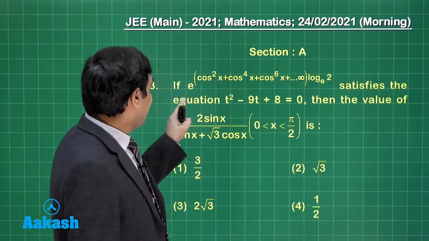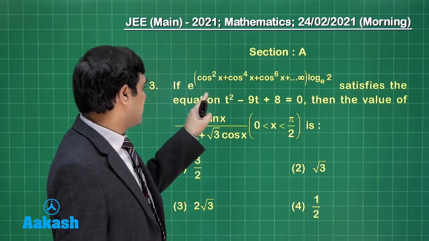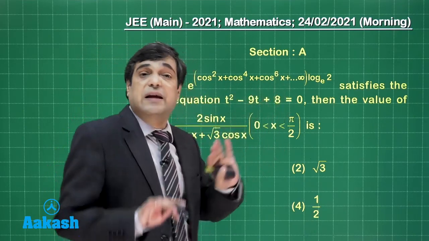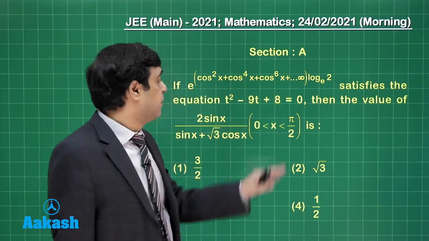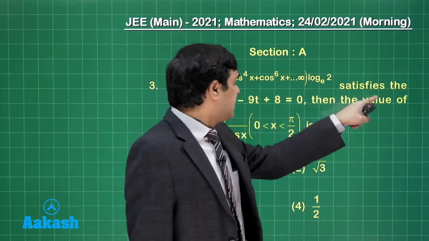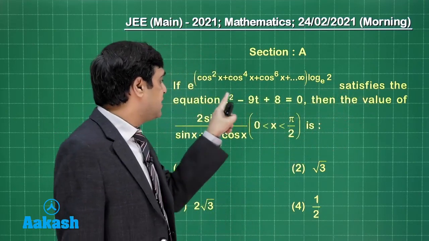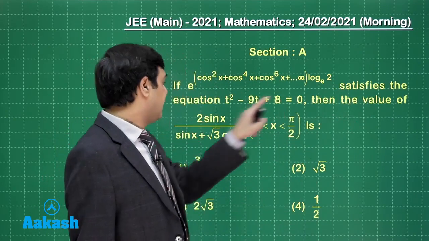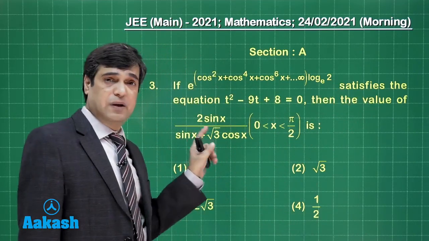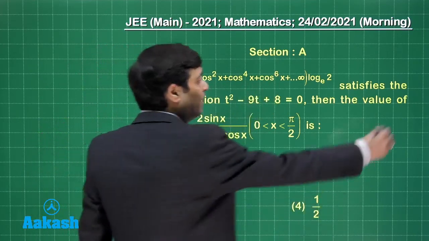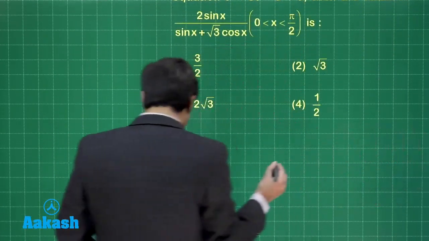It says, if e raised to the power cos square x plus cos 4x plus cos 6x and so on, infinite GP is there, multiplied with log 2 to the base e, is satisfying the given equation t square minus 9t plus 8 equals 0, then the value of this term. Simple one, just simplify this infinite GP. So let's go for this question.